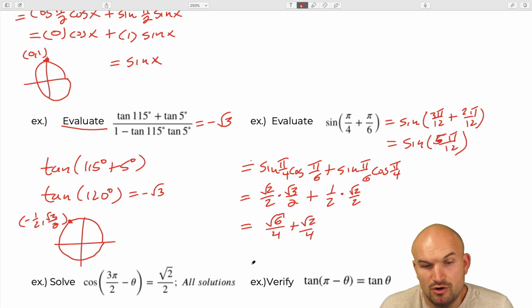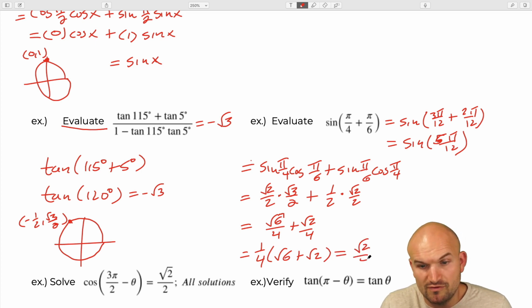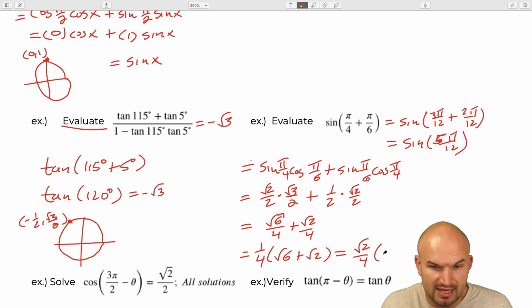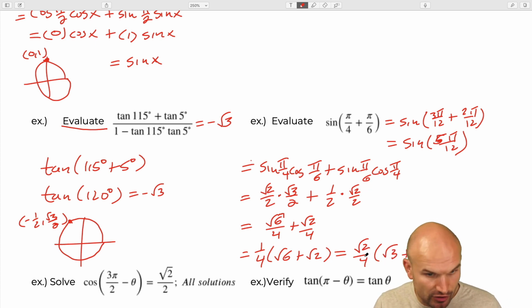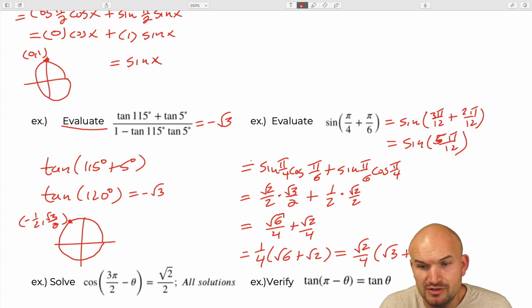You could definitely just take out a 1/4, right? So you could rewrite this as a 1/4 times a square root of 6 plus a square root of 2. You could also factor out a square root of 2 as well. So you could take the square root of 2 over 4, and that would leave you with a square root of 3 plus 1. That is another simplified version, right? Or you could also combine them, right? You could just say this is a square root of 6 plus the square root of 2 over 4.